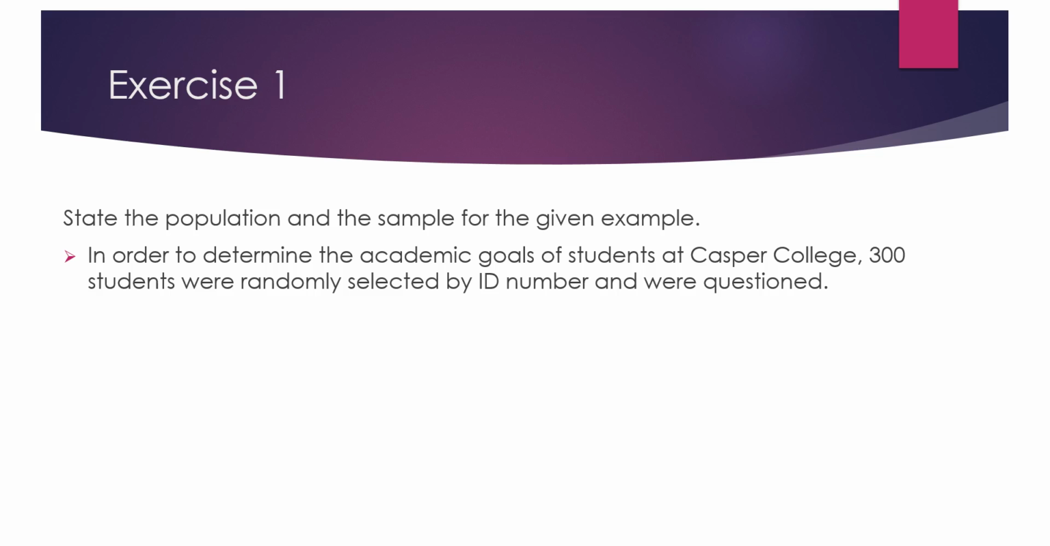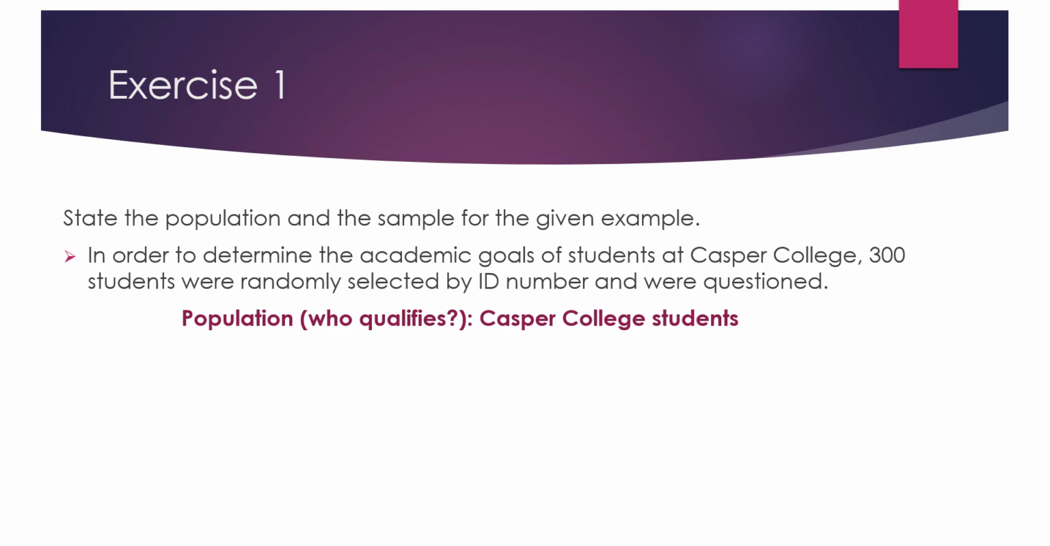So our first example in exercise 1, in order to determine the academic goals of students at Casper College, 300 students were randomly selected by ID number and were questioned. So the college wanted to gather some information. There are around 5,000 students at Casper College at this time. And so they can't talk to everybody. It might not be possible to reach everyone. It might not be possible that there is enough time in the study to reach all of them. So a sample of 300, especially if they're selecting it randomly, which we'll talk about more, is probably going to do a pretty good job.